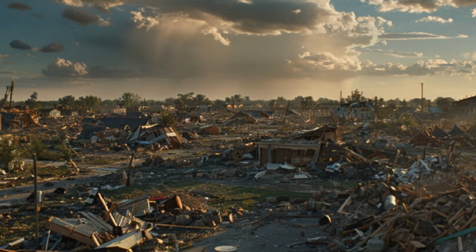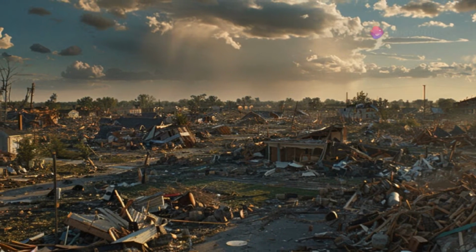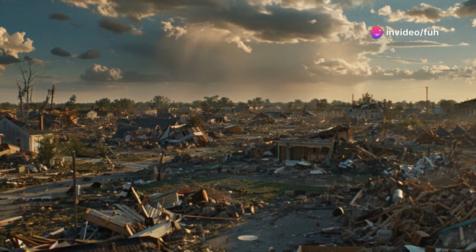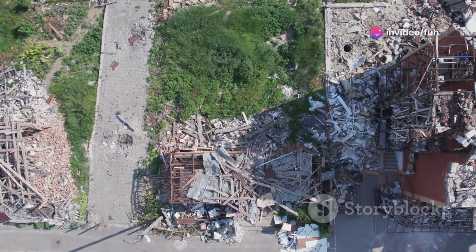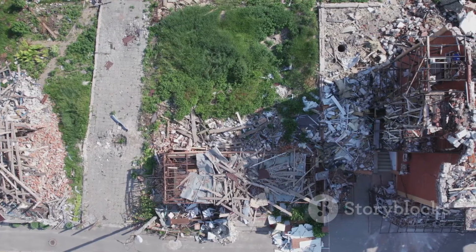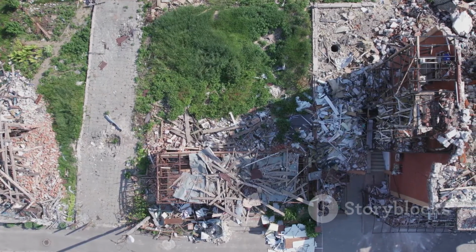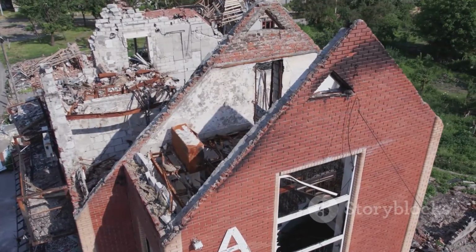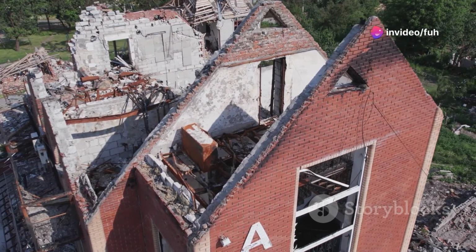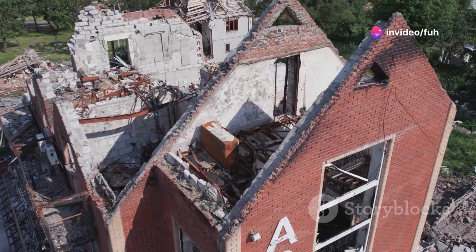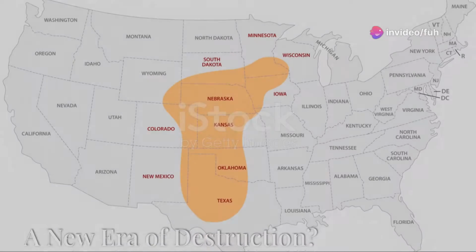And who could forget the Moore tornado of 2013? Another EF5. It leveled entire neighborhoods, turning homes into rubble in mere moments, leaving behind a scene of unimaginable destruction, a stark reminder of the power of these natural disasters. These events serve as grim reminders of the devastation tornadoes can unleash, and the importance of preparedness and community resilience in the face of such overwhelming forces.